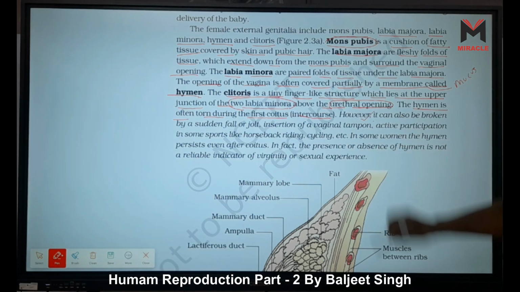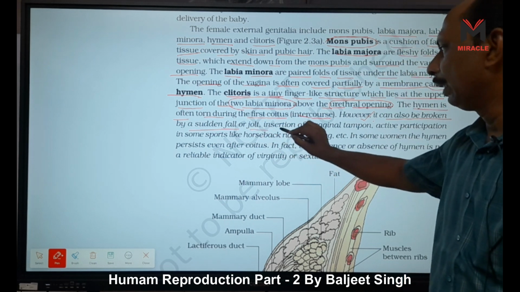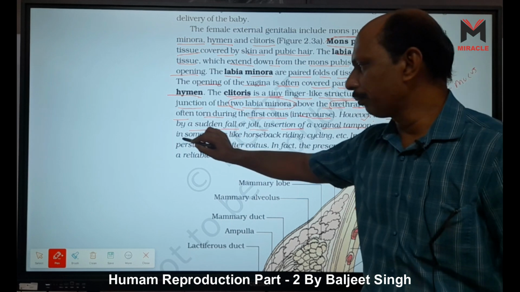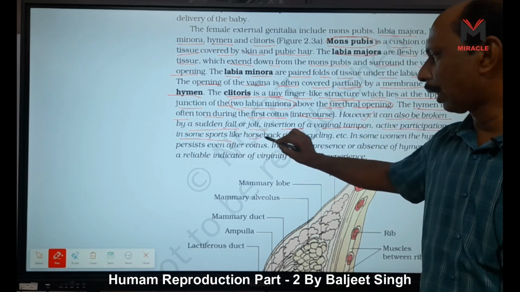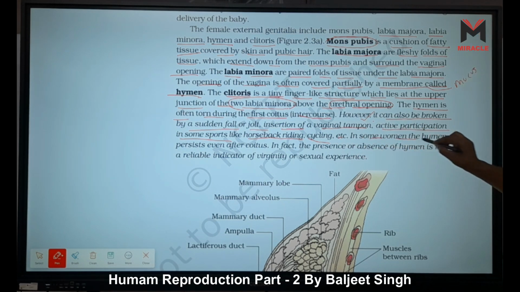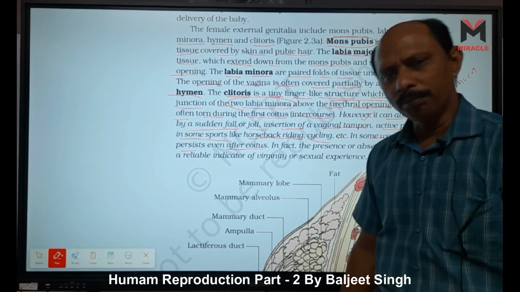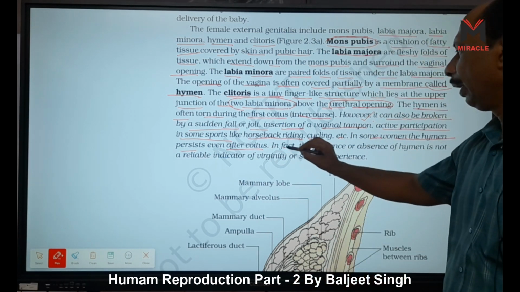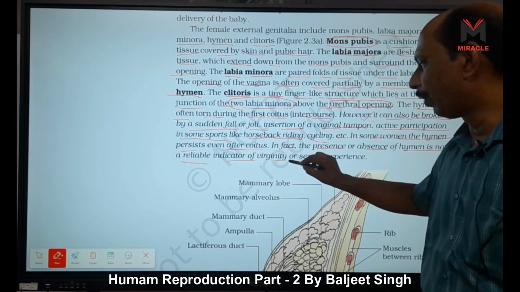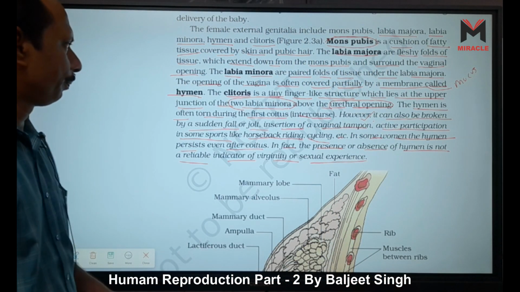However, what is given here? It can also be broken by a sudden fall or jolt, insertion of a vaginal tampon, or active participation in some sports like horse riding, cycling, etc. In some women, the hymen persists even after coitus, not mostly, but rarely. In fact, the presence or absence of the hymen is not a reliable indicator of virginity and sexual experience. That's given for your common sense, right?